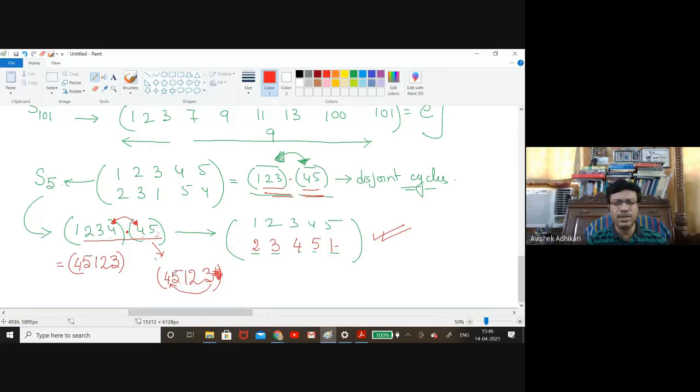So it basically is this, and you can write it here. So 4 goes to 5, 5 goes to 1, 1 goes to 2, 2 goes to 3, and 3 goes to 4. Is this clear to all of you now?